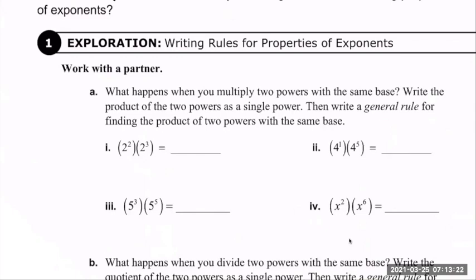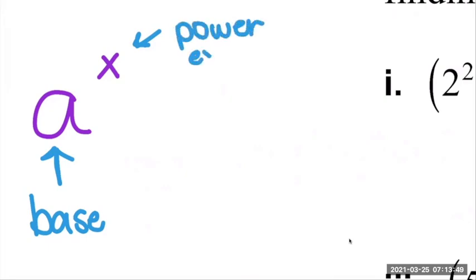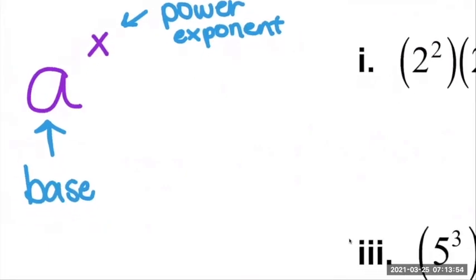The big things to remember when we're dealing with exponents is we have something like this, a to the x. So the number that is a, the big number in the problem, that's our base. And then the little tiny x, or whatever number that is, is our power, or our exponent. And so when we're dealing with exponents, the power, or the exponent, the little tiny number, tells us how many times we multiply the base.